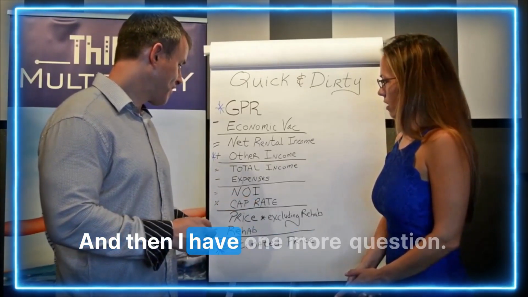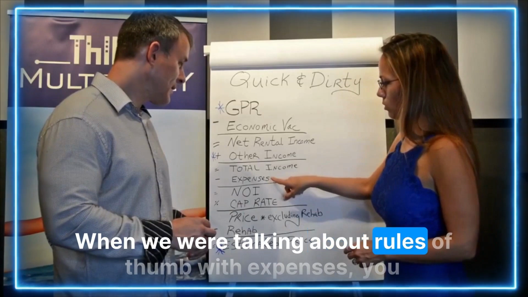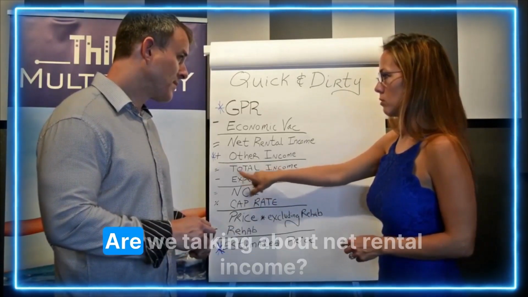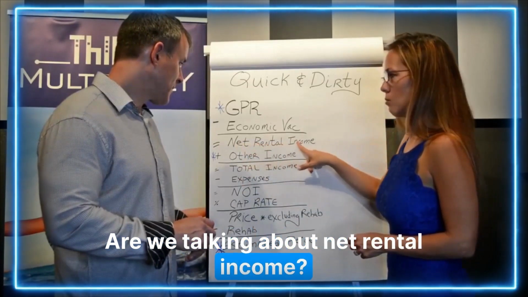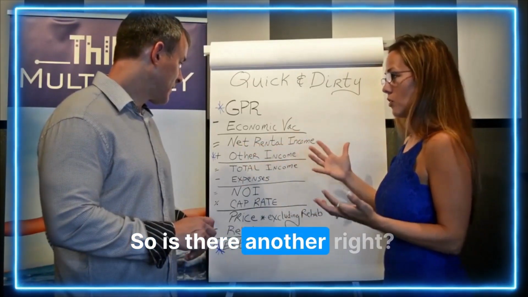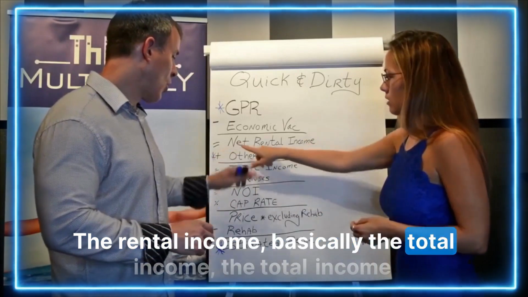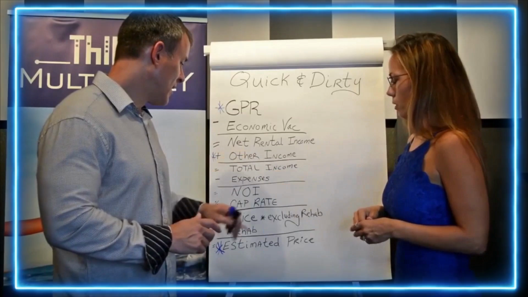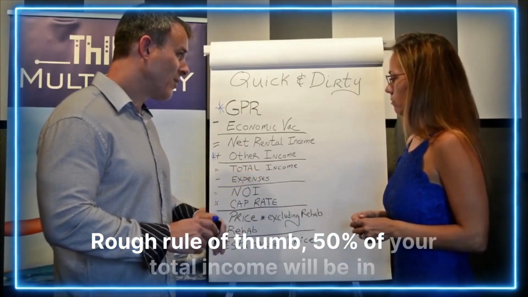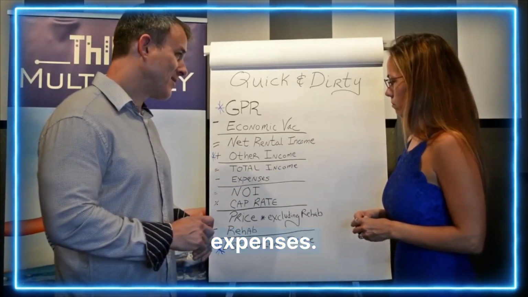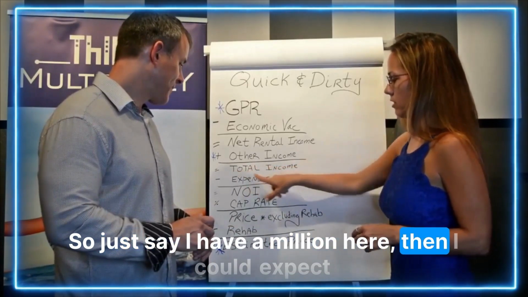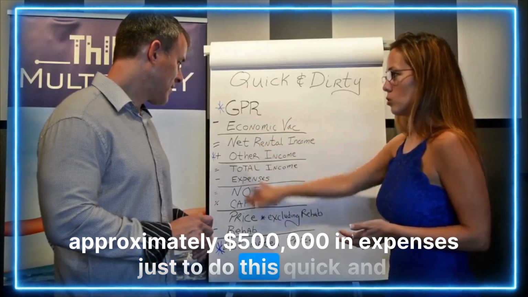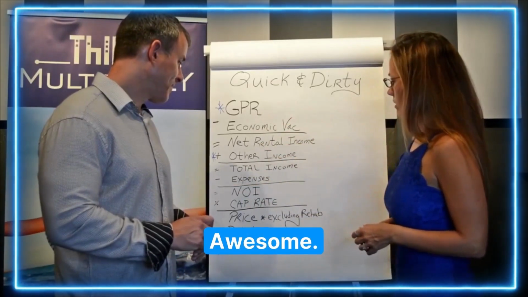Okay. And then I have one more question. When we were talking about rules of thumb with expenses, you talked about pulling from your revenue. Are we talking about net rental income? Because nowhere on here did you write revenue. Is there another word? Rental income, basically the total income. So total income. Right, total income with other income included in there. Rough rule of thumb, 50% of your total income will be in expenses. So if I have $1 million here, then I could expect approximately $500,000 in expenses, just to do this quick and dirty. That's correct. Okay, awesome.